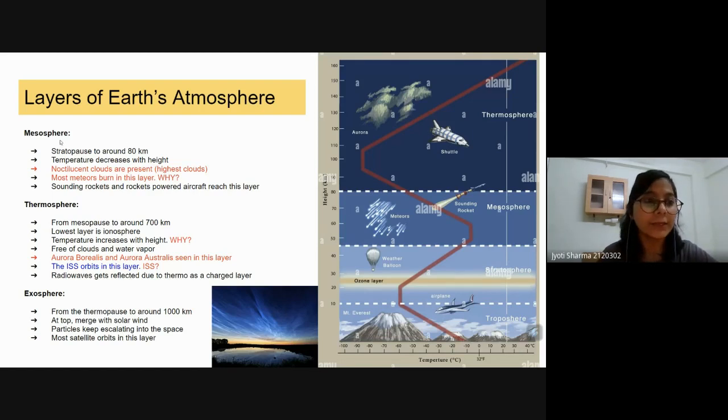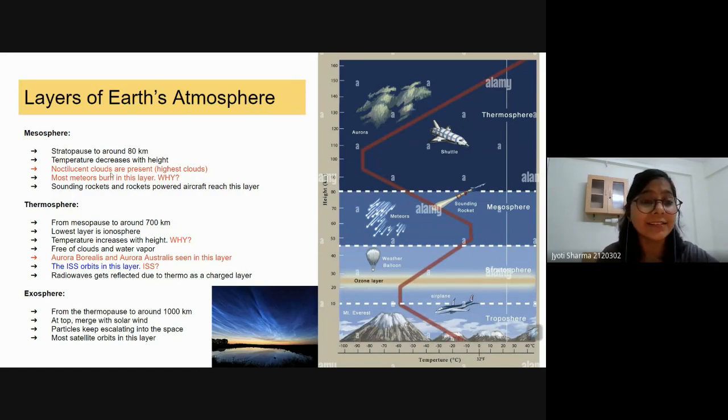Now the third layer is the mesosphere. It starts from 50 kilometers and ends at around 80 kilometers. So 50 to 80 kilometers is the mesosphere. In the mesosphere, the temperature decreases with height because there is no such phenomenon as in the stratosphere where ozone absorbs the ultraviolet radiation. So this is not happening in the mesosphere. That's why here, same as the troposphere, the temperature decreases with height.